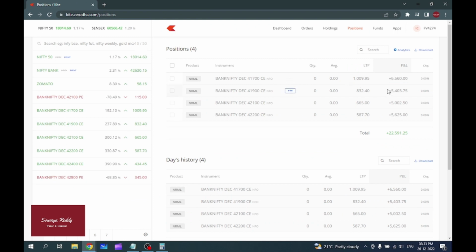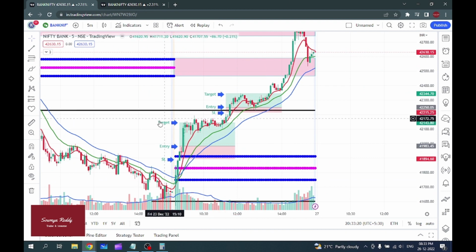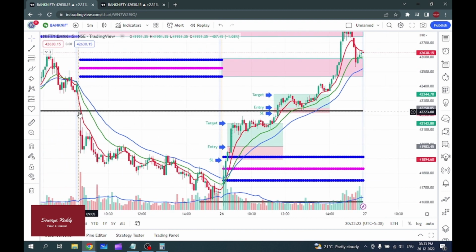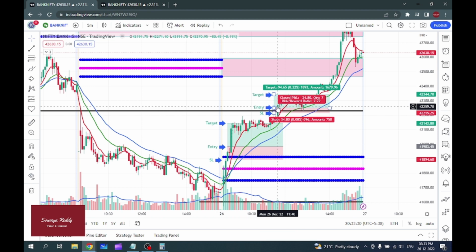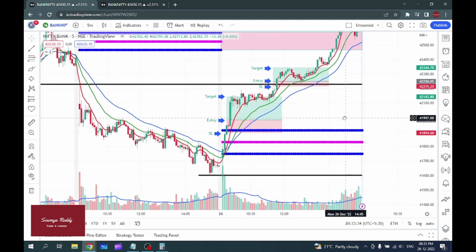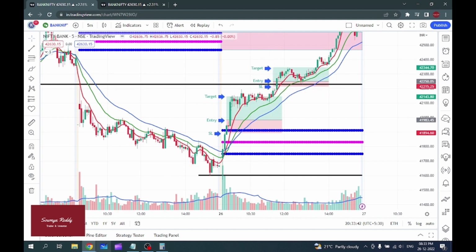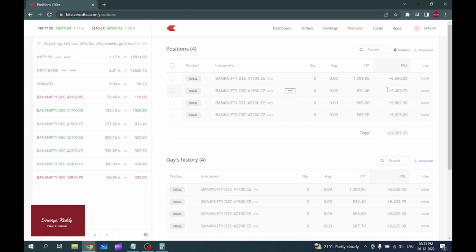Now let's see how I made this second trade. How did I take this entry, and where was my stop loss? Here is the previous day high, and there is a gap as well. The market gave a breakout of the previous day high with a big candle and good volume at the bottom, if you see the volume. So this was my entry candle, this was my target, and this is the SL. That is how I made this second trade.